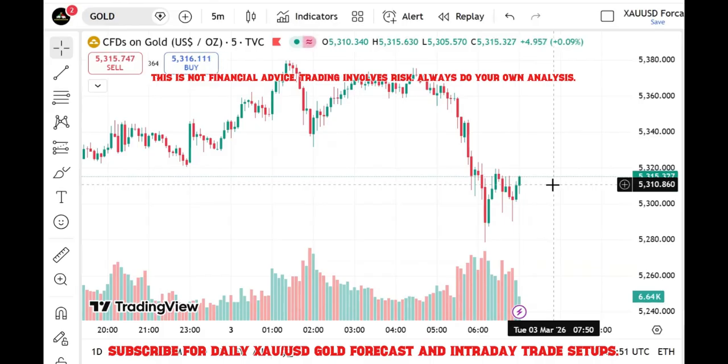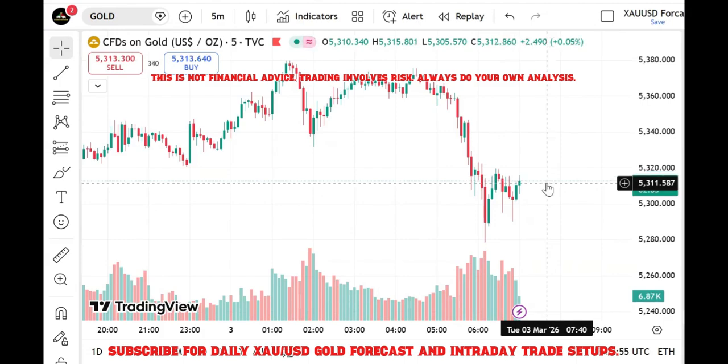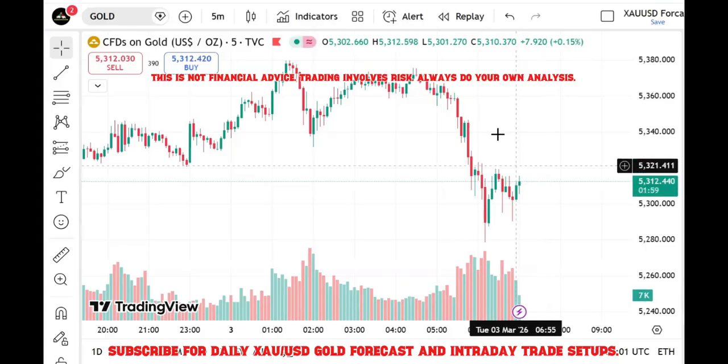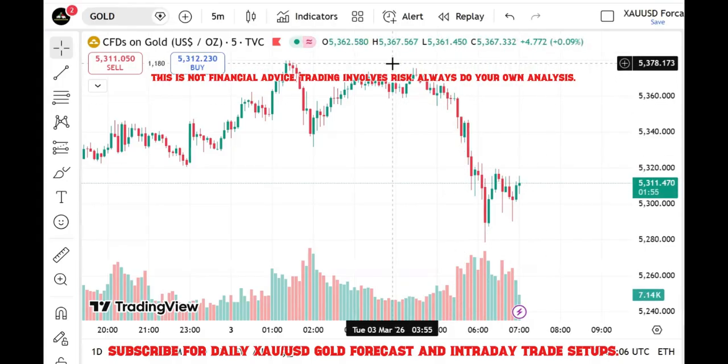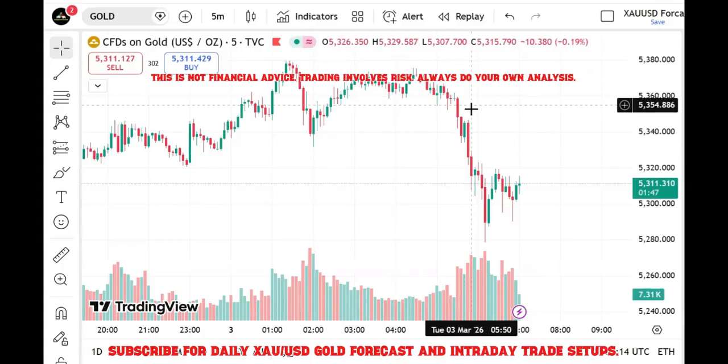trade setups form. Before the trade setups, let's mark out the key levels because those levels are your roadmap for today's session. Resistance zone 5,380 to 5,400. Major resistance zone. This is where the big rejection came from. And then 5,340 is the intraday supply zone. Sellers have been active here.